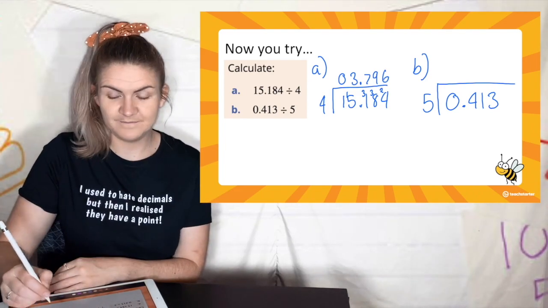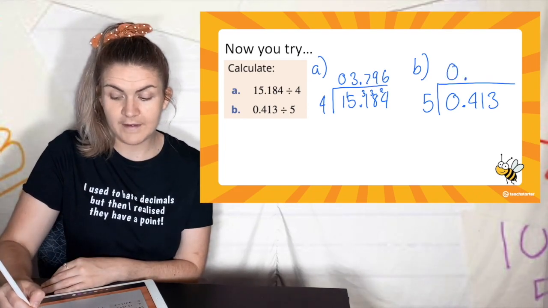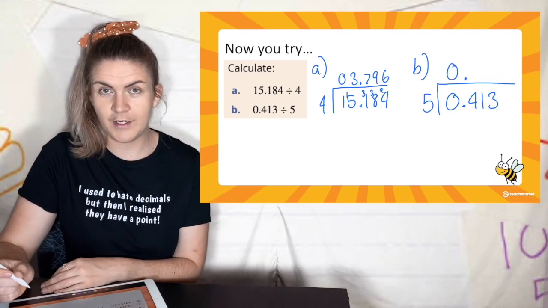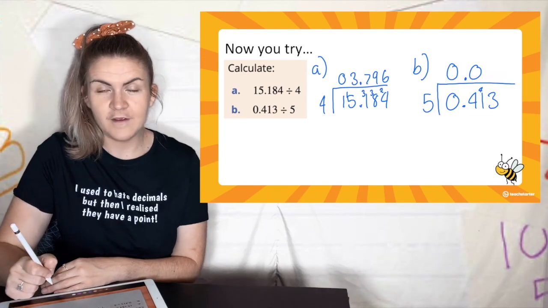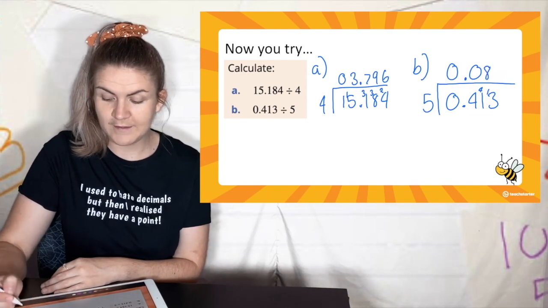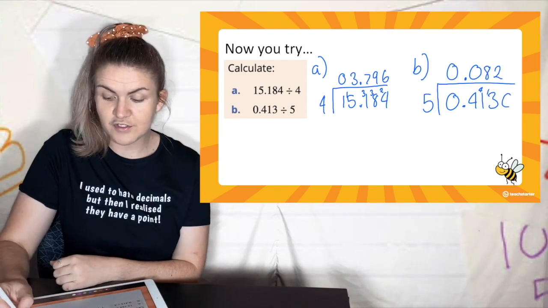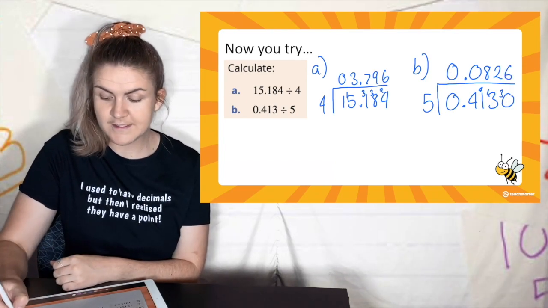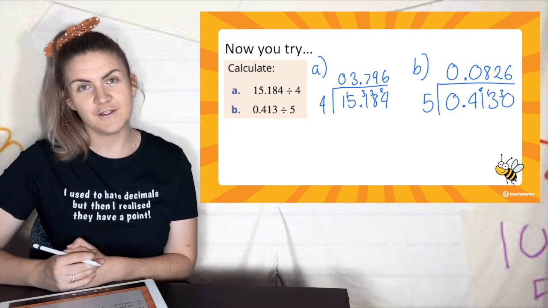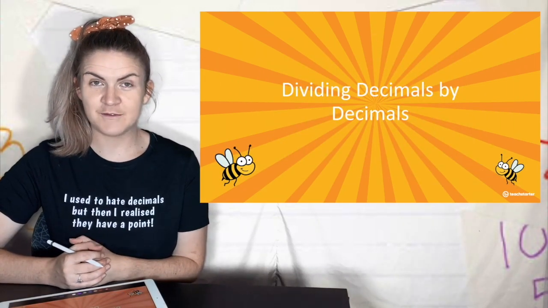Reasonable. B, 5 into 0 goes 0. I've hit the decimal point, so I'm putting a decimal point in my answer. 5 into 4 goes 0 with 4 left over. 5 into 41 goes 8 with 1 left over. 5 into 13 goes 2 with 3 left over. And 5 into 30 goes 6. 0.0826. Let's practice dividing decimals by decimals.